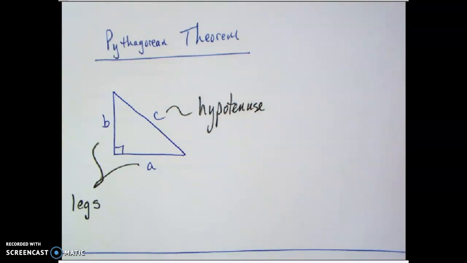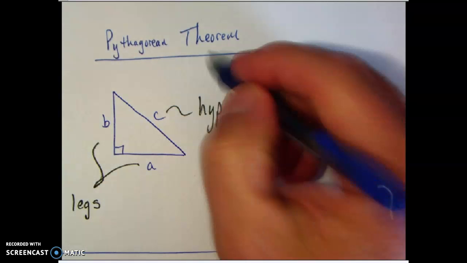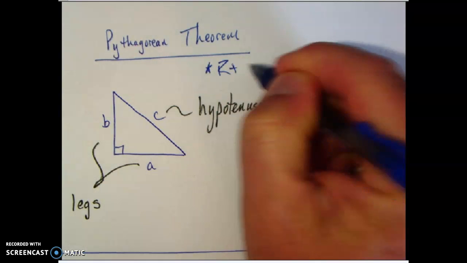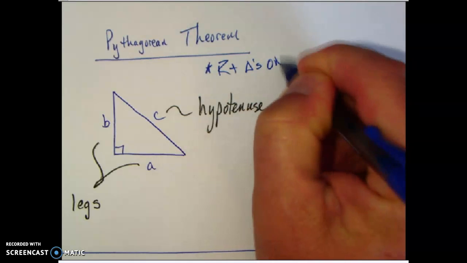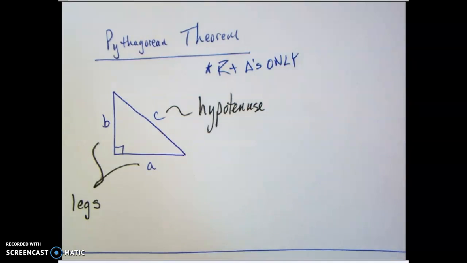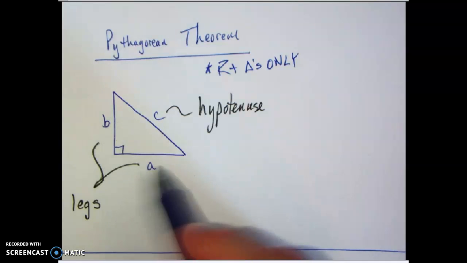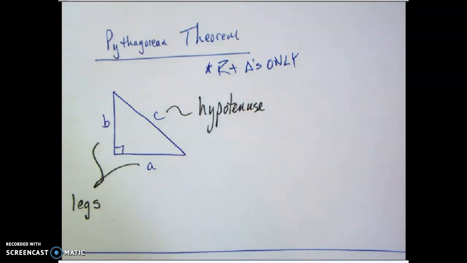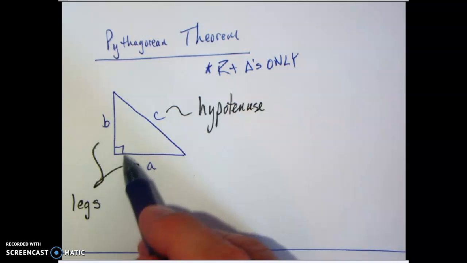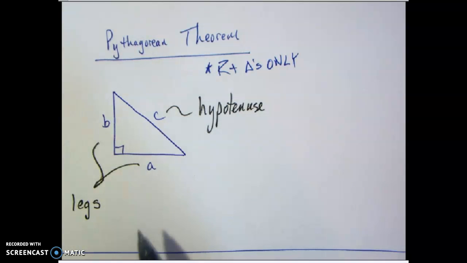Okay, this unit starts off with reviewing the Pythagorean Theorem. Remember, the Pythagorean Theorem is for right triangles only. And for review, the two sides that make the right angle we refer to as the legs of the right triangle, and then the side opposite the right angle is always the hypotenuse.